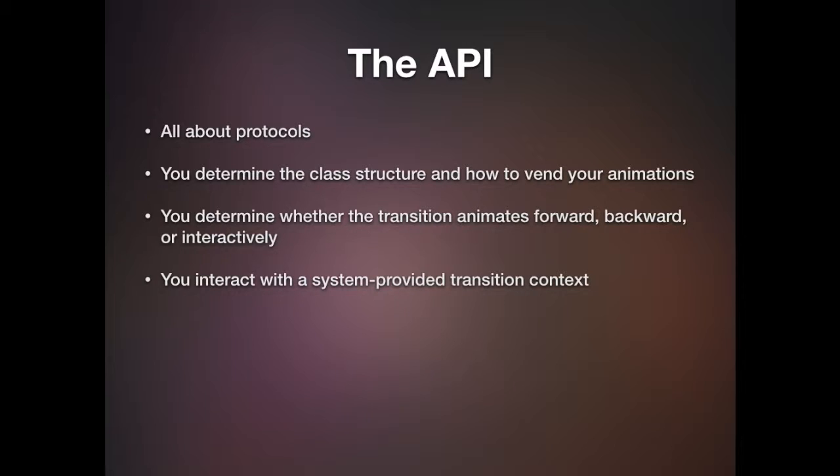We will be interacting with a transition context. This is a system-provided class, and it's basically the object we'll be interacting with to tell the system how far we're through our transition, when our transition is complete, if it was canceled, things like that.